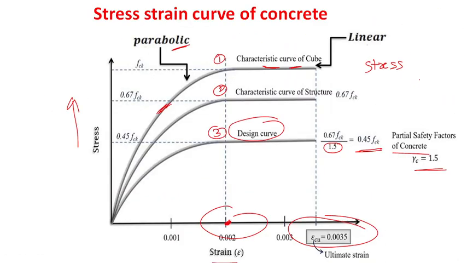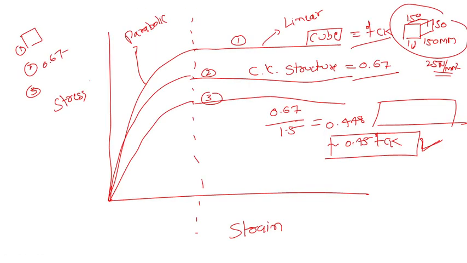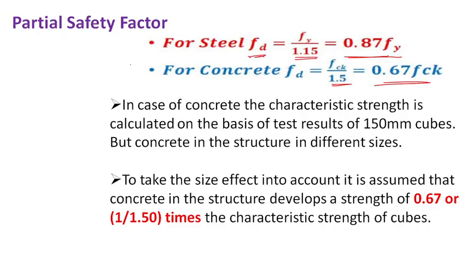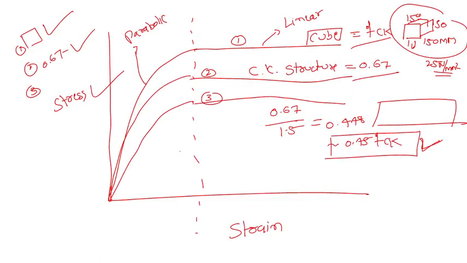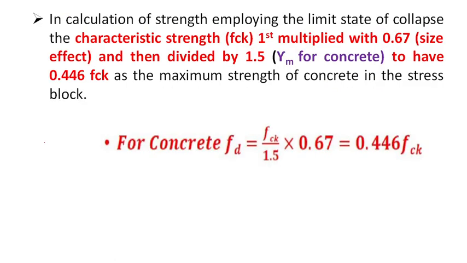What I have explained here about the cube, why we have to take 0.67 and why we have to take the design curve, that we have explained here. In case of concrete, the characteristic strength is from 150 cubes, but the concrete in the structure is of a different size. To take the size effect into account, it is assumed that concrete in the structure develops a strength of 0.67 into 1 by 1.5 times the characteristic strength of the cubes. I have explained you here only.